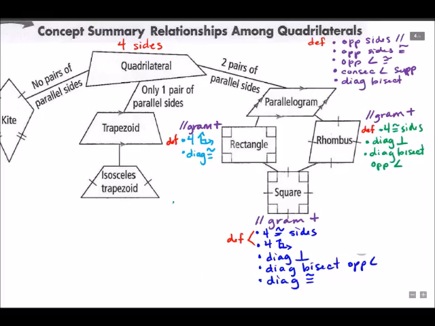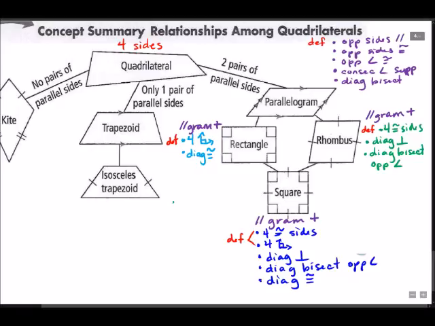Okay, we can add quite a bit to our classification chart here. We can add in a rectangle, which is a parallelogram plus, don't forget all 5 of our parallelogram things up here, a parallelogram plus 4 right angles. That's our definition of a rectangle. And in a rectangle, diagonals are congruent. And we can add on our rhombus, which is a parallelogram plus, definition, 4 congruent sides.